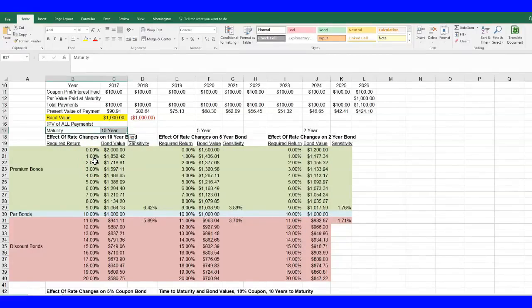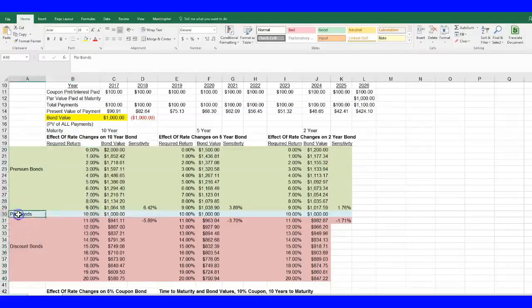Again, these rate changes could be caused either by changes in interest rates in the overall economy, which will trigger a change in the interest rate required for this particular bond. So, for example, if Treasury bonds increase or decrease, then the required rate of return for our particular bond, its required yield to maturity, will increase or decrease as well. So what we have here is a range of different interest rates or required returns from 0% all the way to 20%.